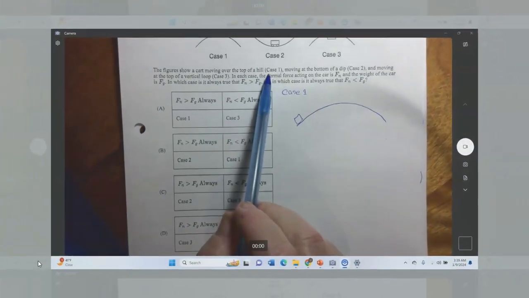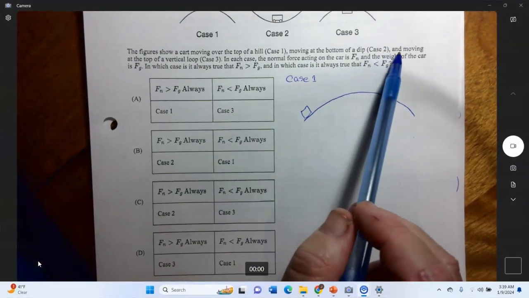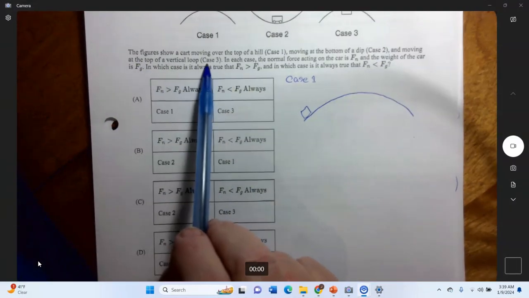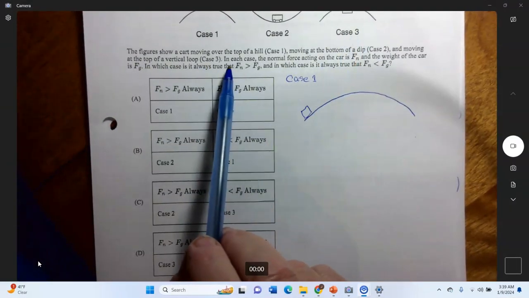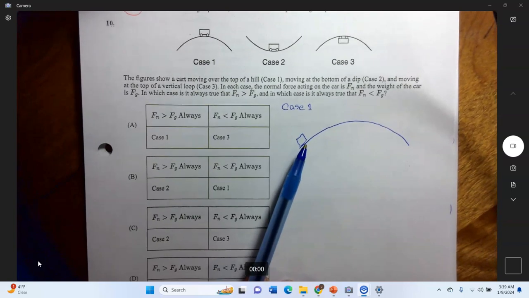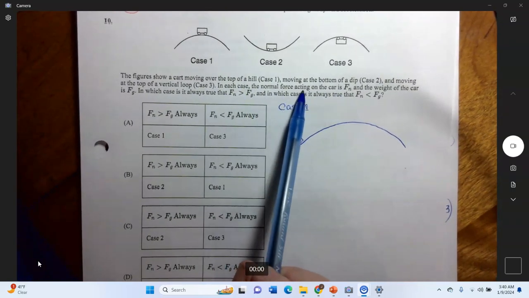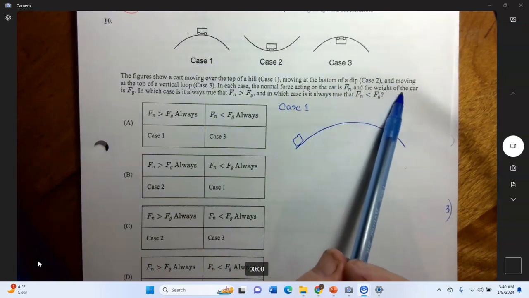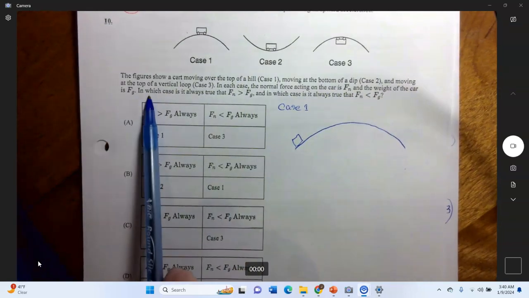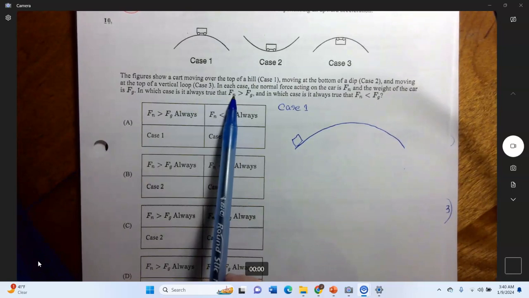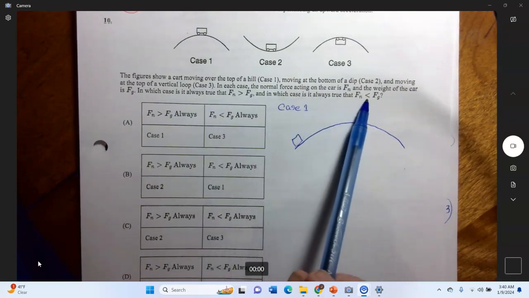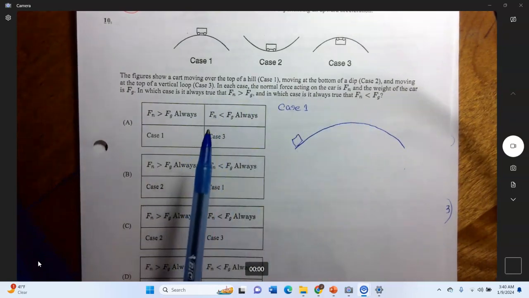It's number 10. The figures show a cart moving over a hill, case 1, moving at the bottom of a dip, case 2, and moving at the top of a vertical loop, case 3. Let me get these on screen here like that. Okay. In each case, the normal force acting on the car is Fn, and the weight of the car is Fg. In which case is it always true that Fn is greater than Fg, and in which case is it always true that Fn is less than Fg?